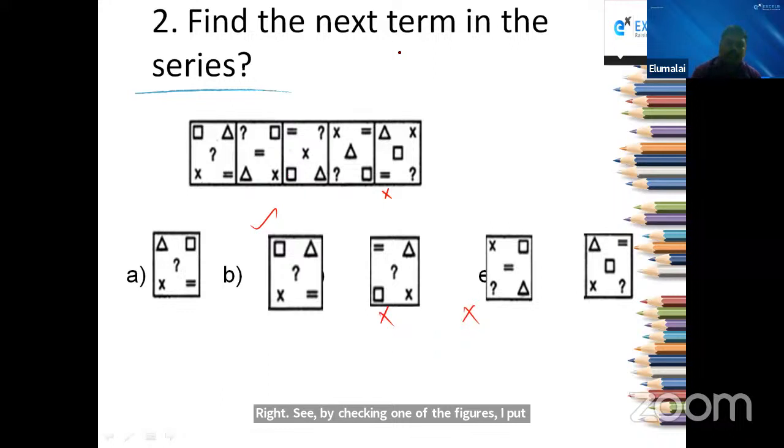Yes. So based on this, you can search for some other things. Now square is here, then that goes here. Equal is here, that goes here. Triangle is here, that goes to the right. So triangle must be in the right corner. So this option can be eliminated. Now this can be eliminated. So I have eliminated all the four. So the remaining one can be the possible answer. That is option B. I hope you can understand this.